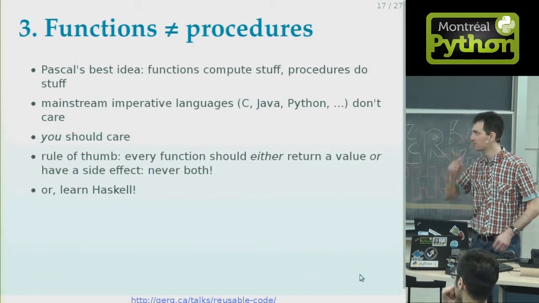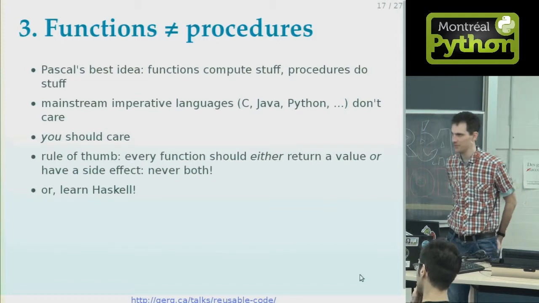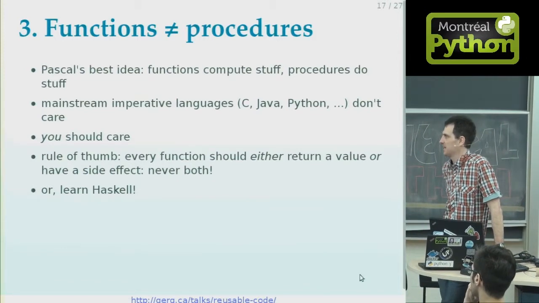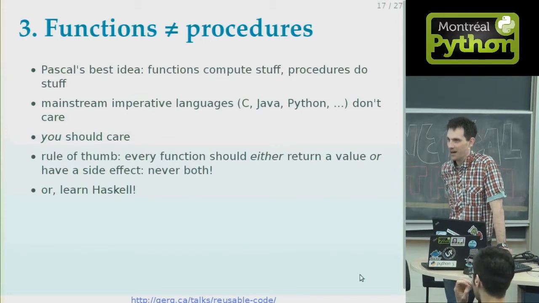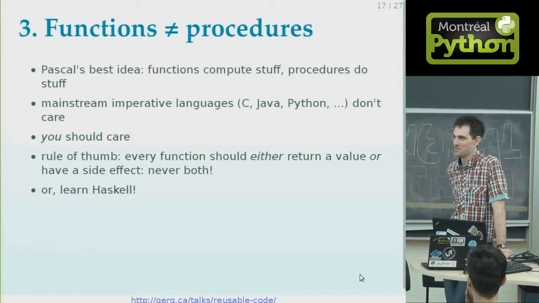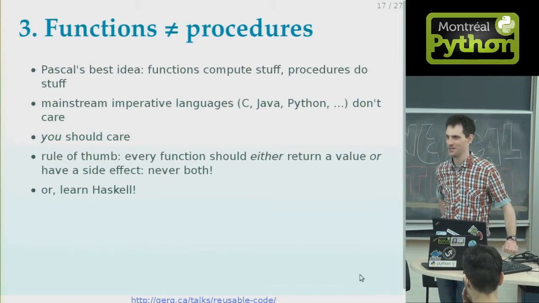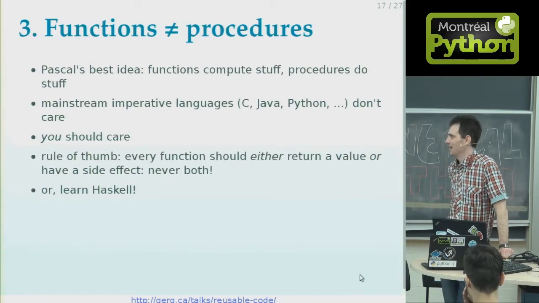Third principle. So I'm old enough that when I was in high school and early undergraduate, Pascal was the language of the day. I see some smiles of recognition there. So we've moved on from Pascal. Pascal is in the past. There are better languages today.